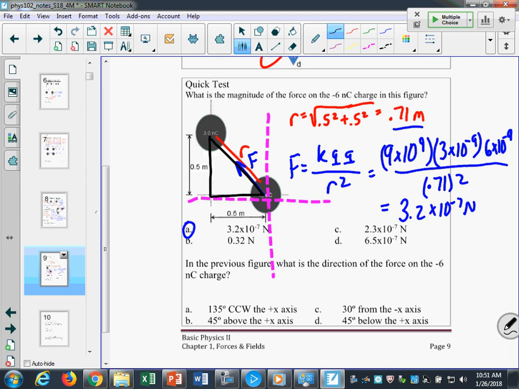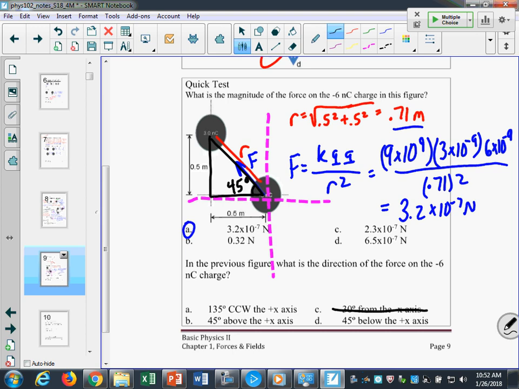I didn't learn much in 10th grade geometry, but I learned what an equilateral right triangle is, right? And I know that the angles in that triangle are what? What's this angle? It's 45. They have equal angles. So that's 45 degrees. If you forget, you just do the inverse tan of 0.5 over 0.5, and that's 45 degrees. And so now I go down here.